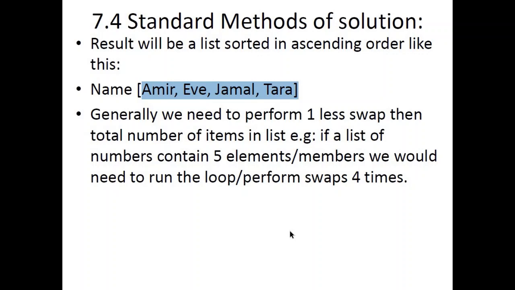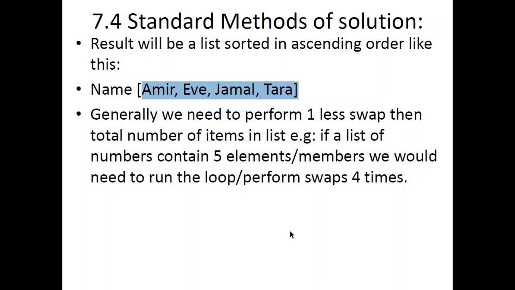Generally, we need to perform one less swap than the total number of items in the list. For example, if a list is of 5 numbers, then we would perform 4 swaps, and that's it. This is all you need to know for section 7.4.